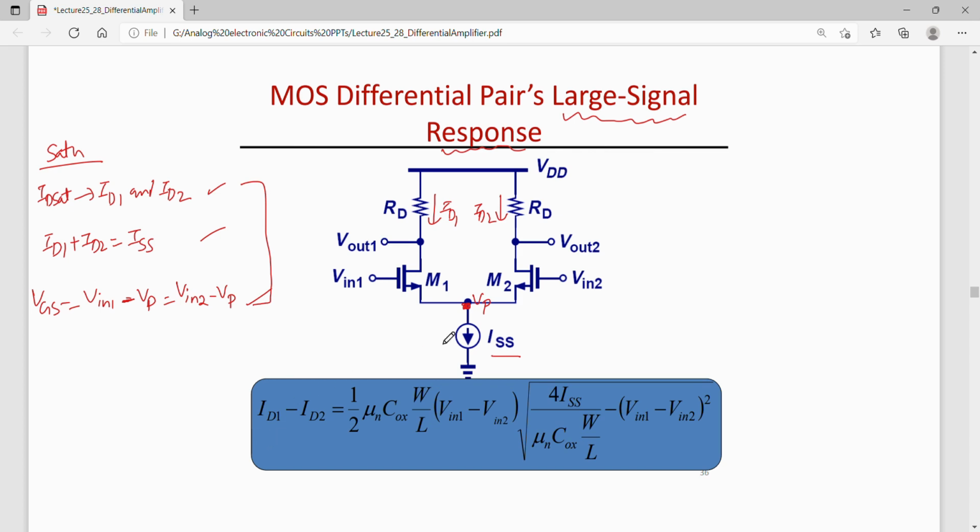In fact, one can find out the differential current ID1 minus ID2 using these three relations. ID1 minus ID2 can be found to be equal to this much, considering these three relations and also considering that the device is in saturation. So one has to write the current equation in saturation also, that we had already written earlier. One has to use this equation also to find out the differential current, that is ID1 minus ID2.